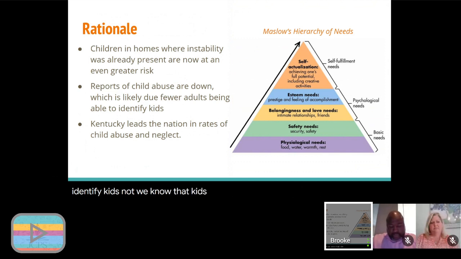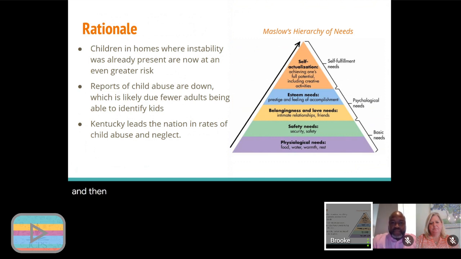We know that kids are no longer physically coming into our buildings. They're no longer going to daycares or their community centers. And then we also know that teachers and other educators make up about 20% of reports for abuse and neglect. So we don't think it's because that's not happening. We think it's because there's less eyes on kids.